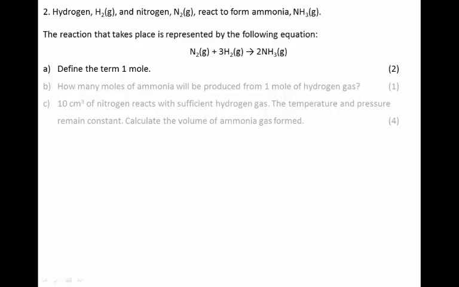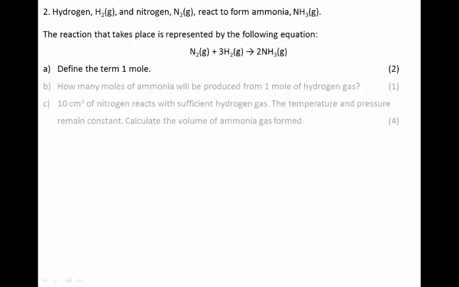Here's another exam question about reactions. Hydrogen, H2, which is a gas, and nitrogen, N2, also a gas, react to form ammonia, NH3, also a gas. And this is the reaction which forms ammonia. First question is to define the term 1 mole.